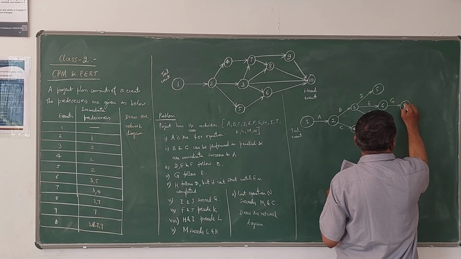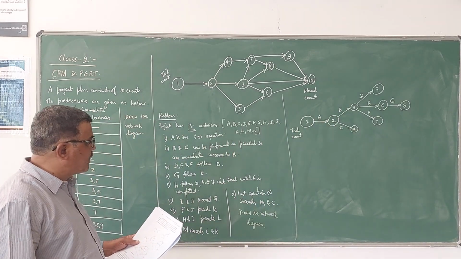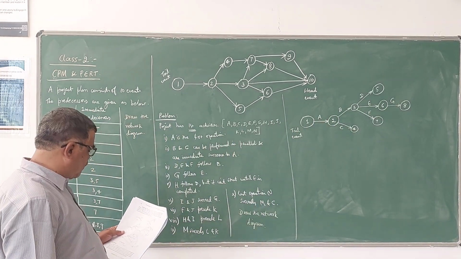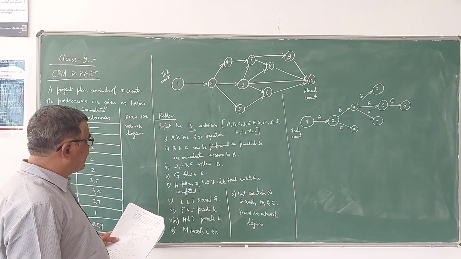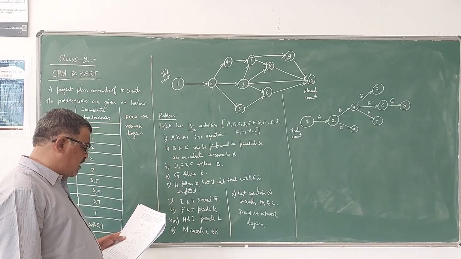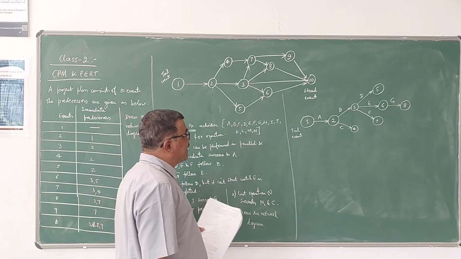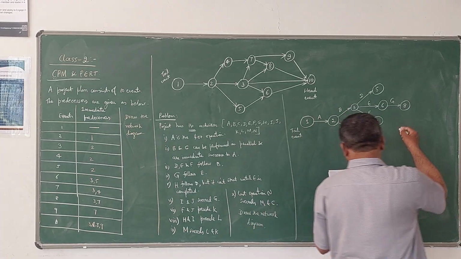You can do it like this. Understood? Event number 8. Next, H follows D, but it cannot start until E is completed. This is what you have to write. H follows D, so from D, H goes.